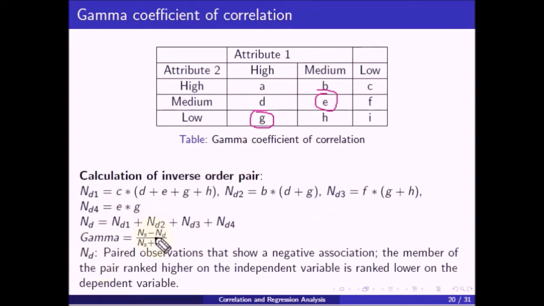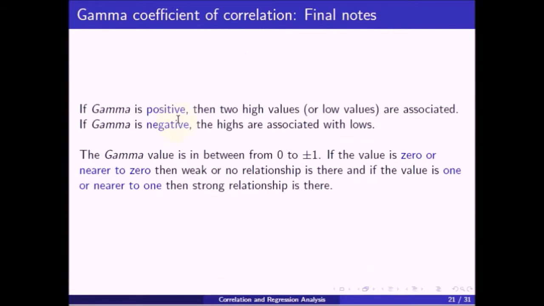Now we have calculated NS and ND. Gamma is NS minus ND divided by NS plus ND. If gamma is positive, then two high values are associated or two low values are associated. If gamma is negative, highs are associated with lows. Gamma values lie between 0 and plus or minus 1. If the value is 0 or near 0, there is a weak or no relationship, and if the value is 1 or near 1, there is a strong relationship.